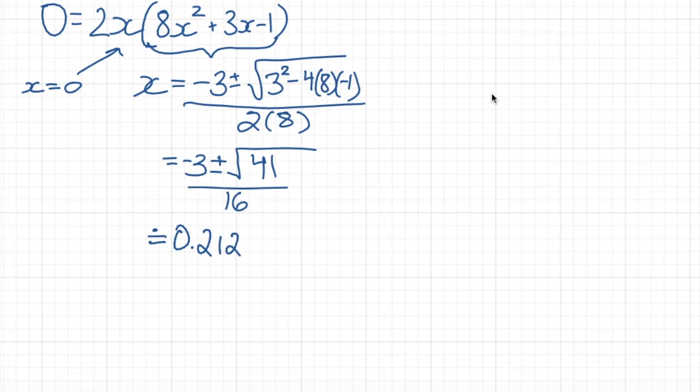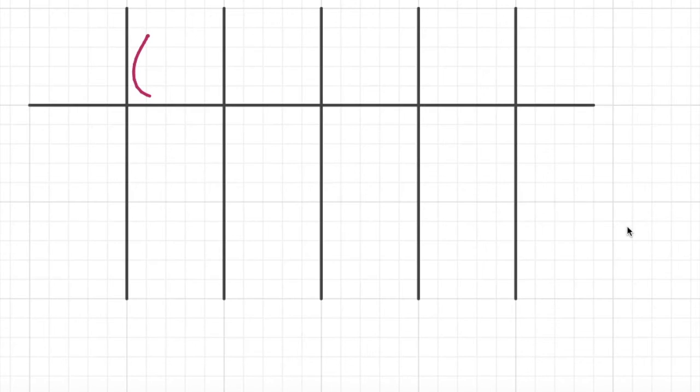This evaluates to be negative 3 plus minus root 41 over 16, and we get that our other two x-intercepts are approximately 0.21269 and negative 0.58769. We draw a table like so with our various intervals.